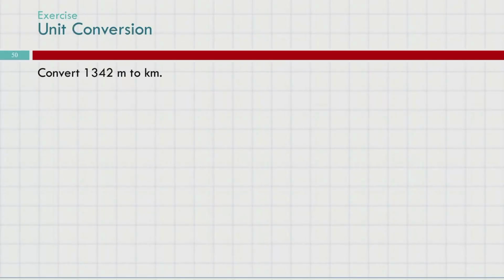We want to convert 1,342 meters to kilometers. So the thing that we're given is meters. We want to convert that to kilometers. The only difference between the two of these is one of them has the kilo prefix.